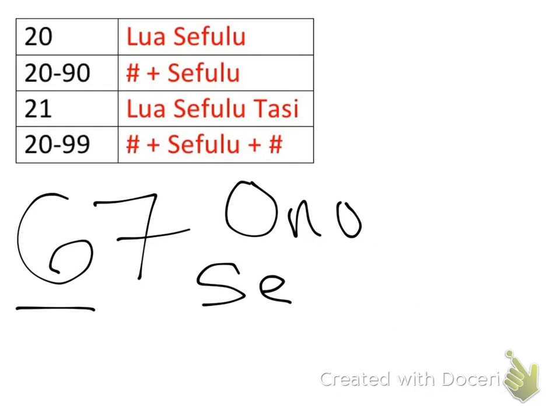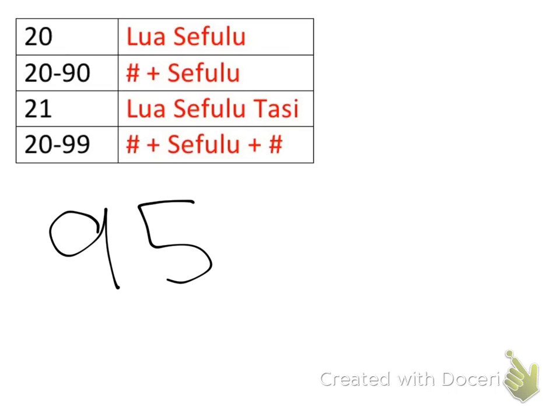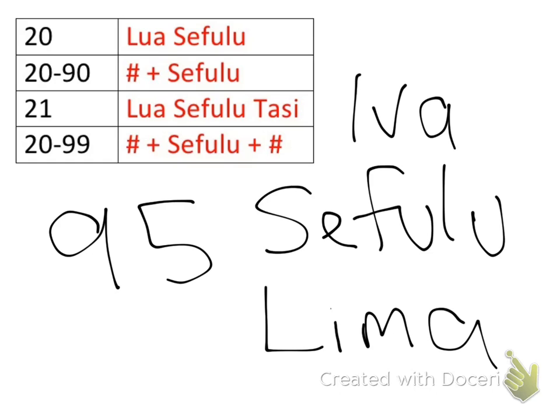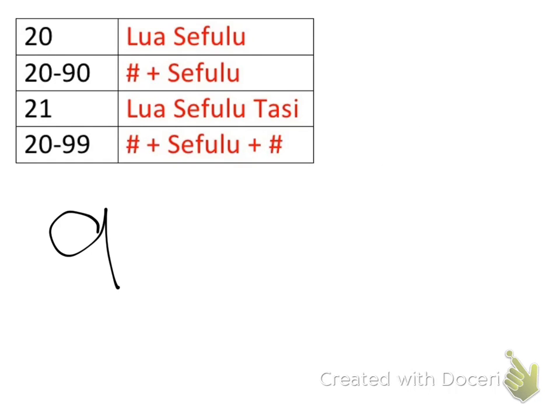So let me just do 2 new numbers. I won't walk through them quite as slowly, but I'll just give you the answers, and hopefully you get the same. So let's do 95. I want you to pause the video at this point. So hopefully you were able to obtain eva sefulu lima. Okay? Awesome. So if you got that, then you're starting to get the hang of this. If not, go back and rewatch some things.